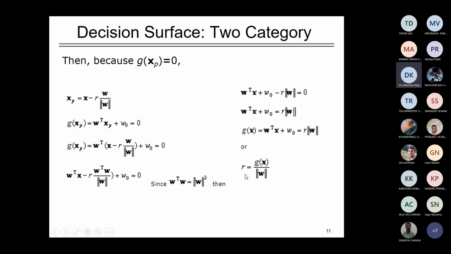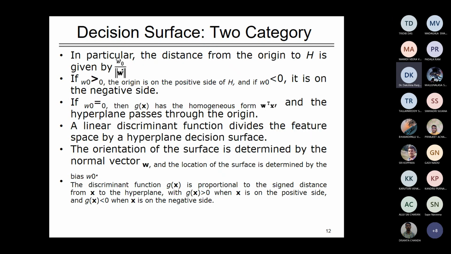So here r is given by g(x) divided by the norm of w, g(x) divided by w. So this is nothing but we are rearranging these terms, and we try to estimate the decision boundary for the normal projection for the given feature vector x.